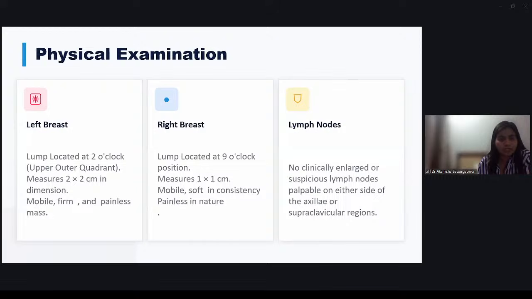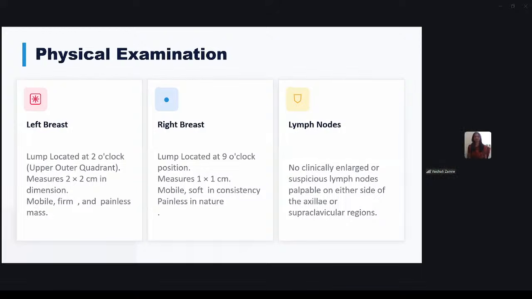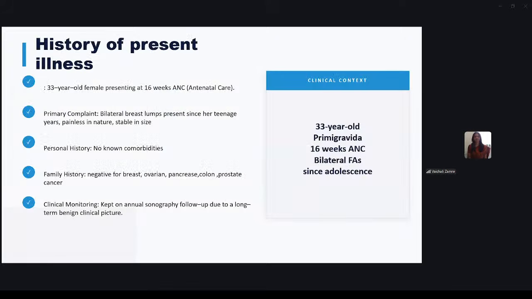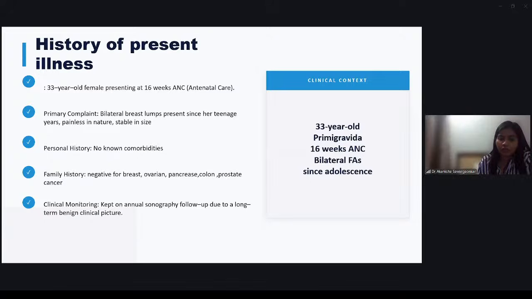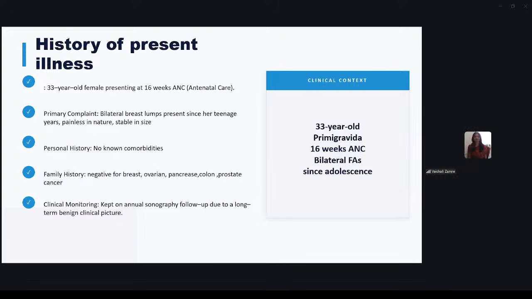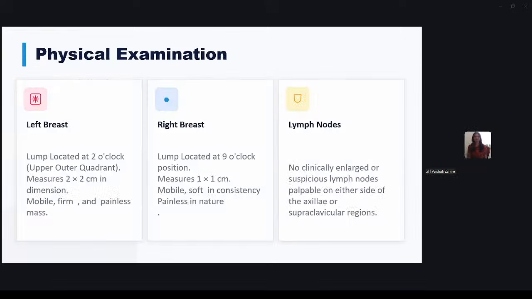Should I move on to physical examination, ma'am? Yes, unless there are any questions. You said annual mammography, but it is, sorry, annual ultrasound, annual sonography. She was on annual sonography. Okay, go ahead, please.